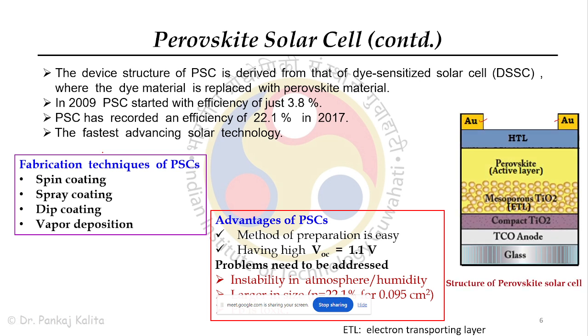I'll not go much into detail, but you should be aware of the theory part of this perovskite solar cell. What are its fabrication techniques? What are its advantages and disadvantages? Just have an idea that an efficiency of about 23% has also been seen recently in this perovskite solar cell.